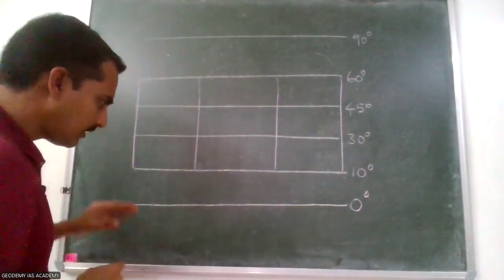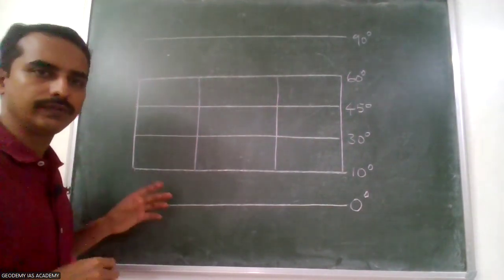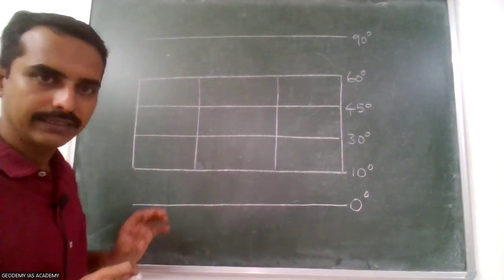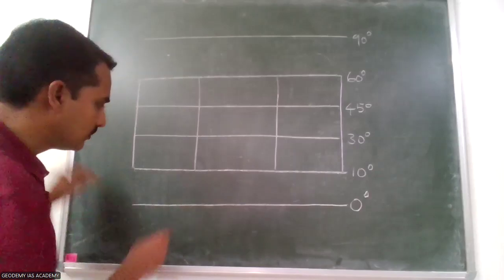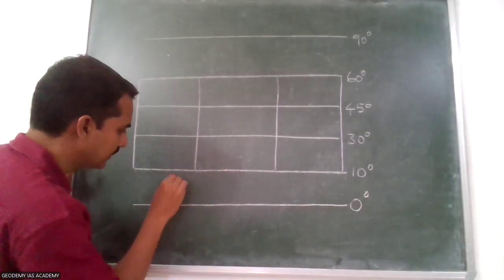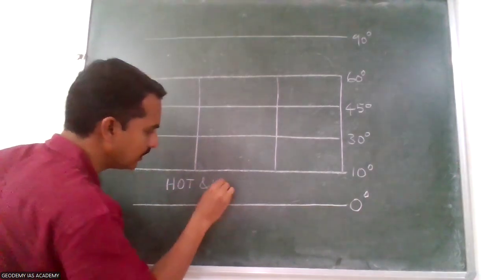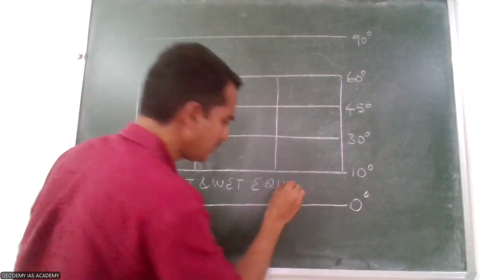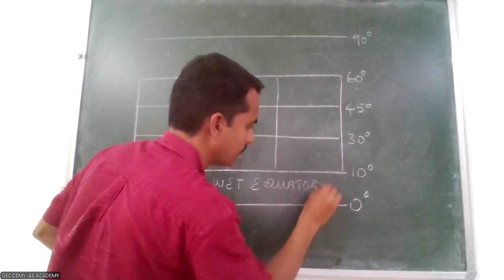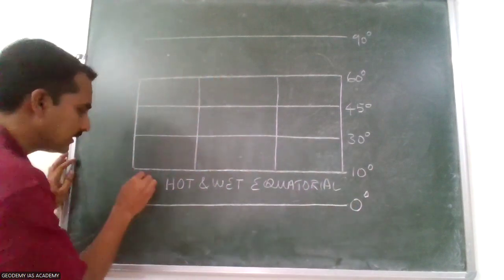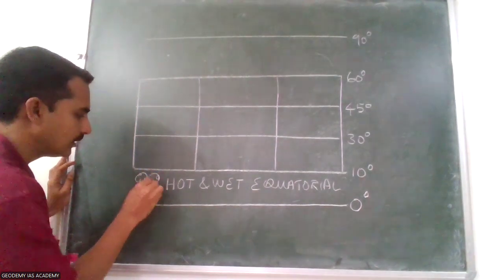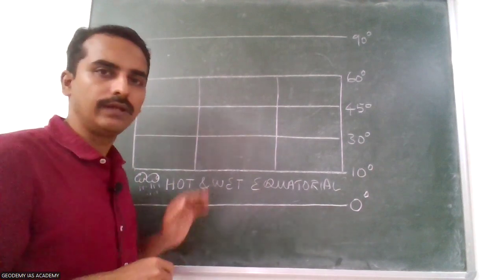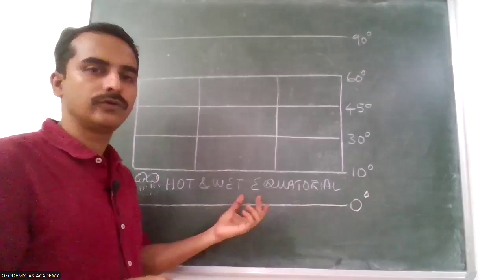Then the 0 to 10 degree is equatorial type. Up to 5 degree north and south we take it as equatorial zone, but the climatic pattern extends up to the 10 degree latitude. So up to here, we take it as hot and wet equatorial type climate. This region receives rainfall throughout the year, that we know, and the temperature is also high throughout the year. That's why it is called hot, wet equatorial type climate.